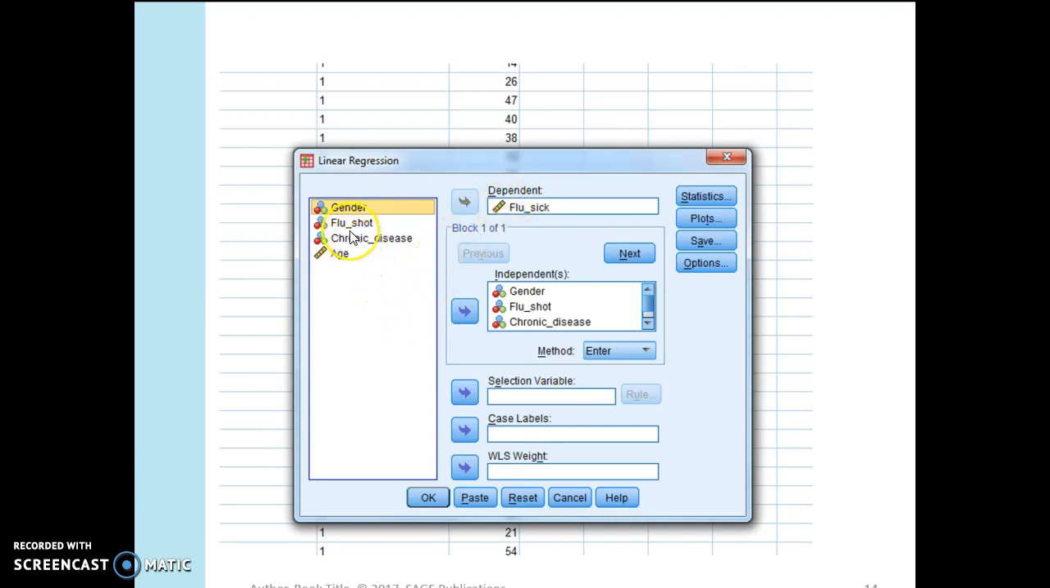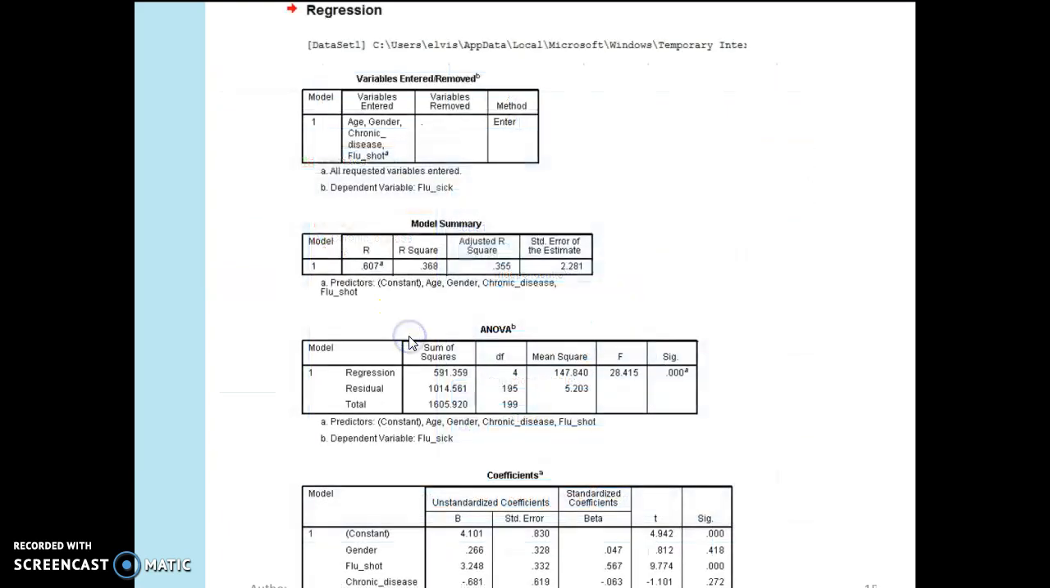Then this thing, we can deal with variables that aren't continuous, like the flu shot, yes or no, gender, male or female, chronic disease, yes or no. Well, and you don't see it here, but down below this is another one, the fourth one, age. So there are 4 of those. Well, let's see what happens when we run the test. We're going to click OK.